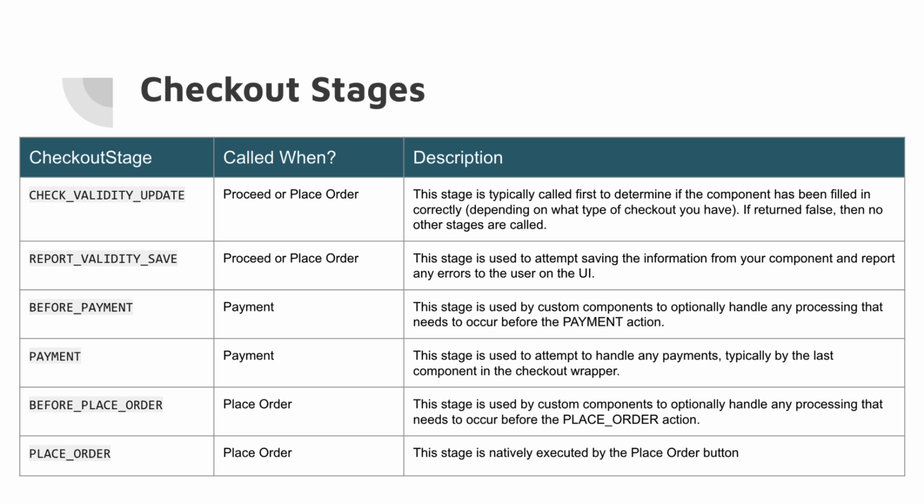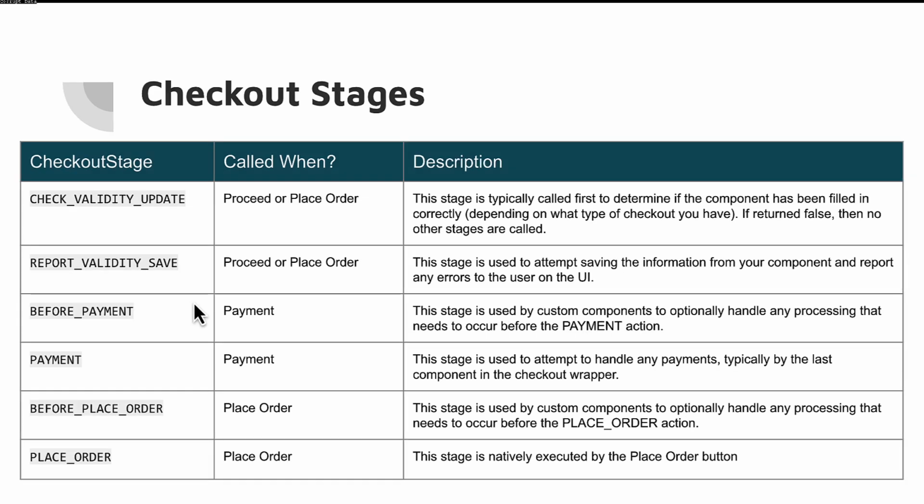Then we have our next segment, which is placing the order. And again, before place order is something that you potentially could use in a custom implementation to do an action before you actually place the order. And then place order is the standard, being able to place the order and complete it and be redirected eventually to the order success screen.